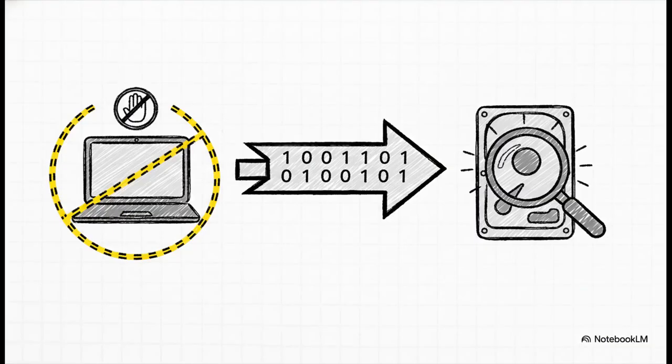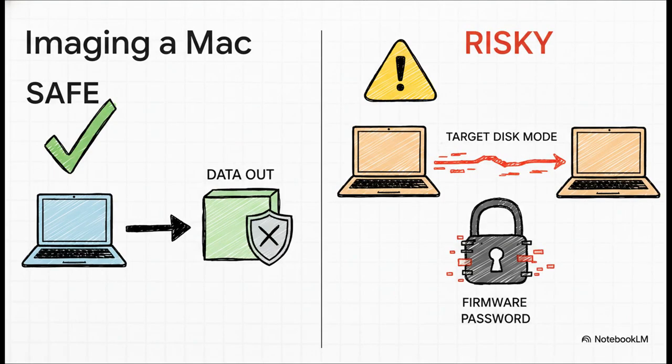Okay, so you can't just power on the suspect's Mac and start poking around. Nope, that's the cardinal sin of digital forensics. The number one rule is to preserve the evidence. That means you have to create a perfect, bit-for-bit copy of the entire storage drive. We call this an image. This image becomes your new crime scene while the original evidence stays pristine and completely untouched.